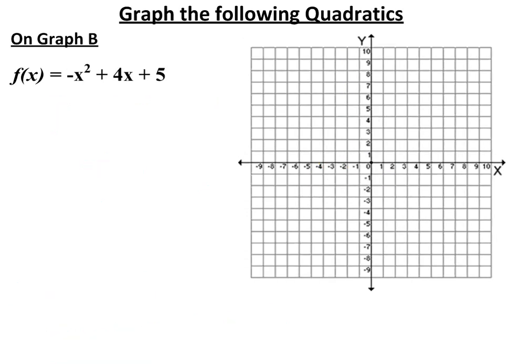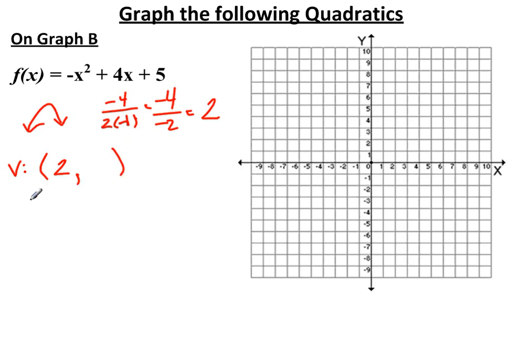All right, so this one's going to face down because my a is -1. So I'm just going to do that to help remind me. For my vertex, I'm going to do the opposite of b over 2 times a, which is -1. So this is -4 over -2, which gives me a +2.